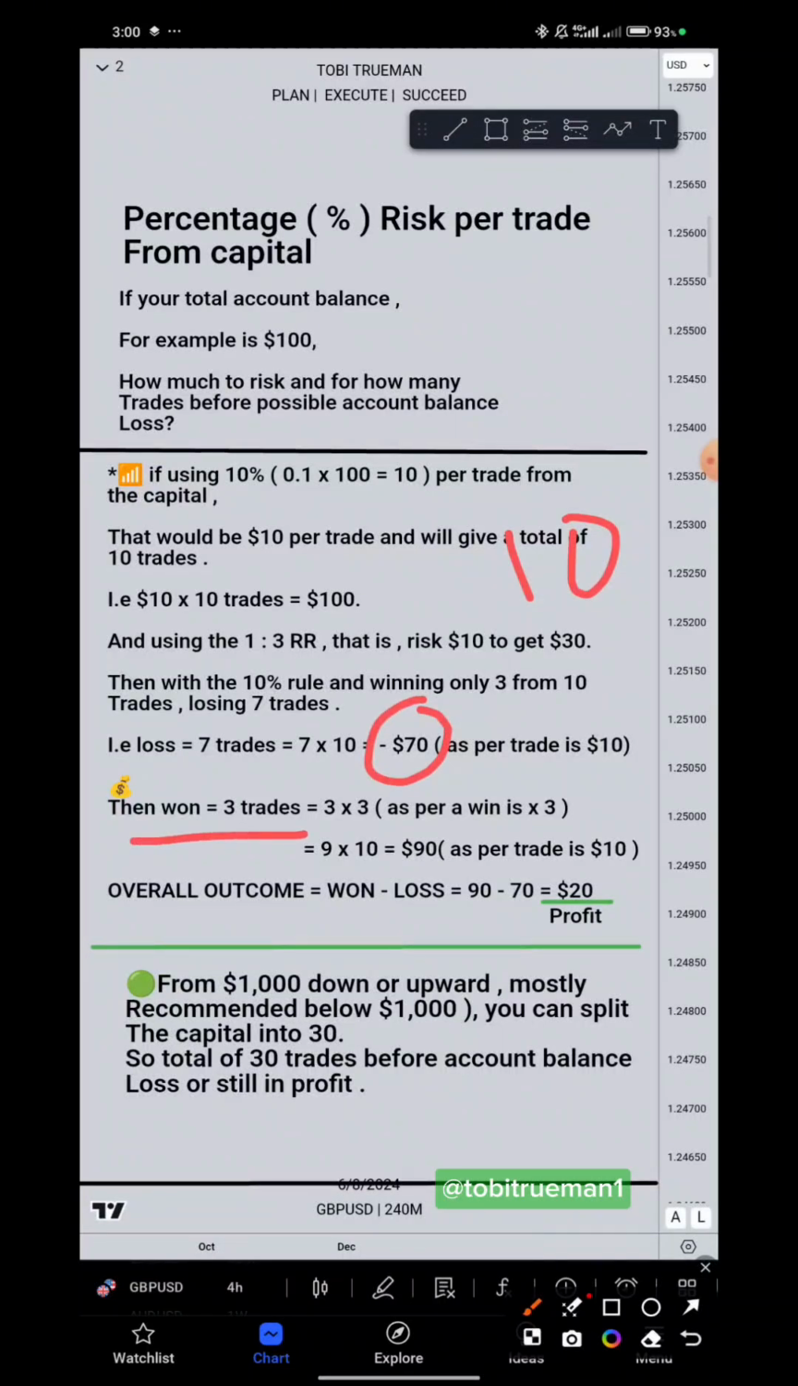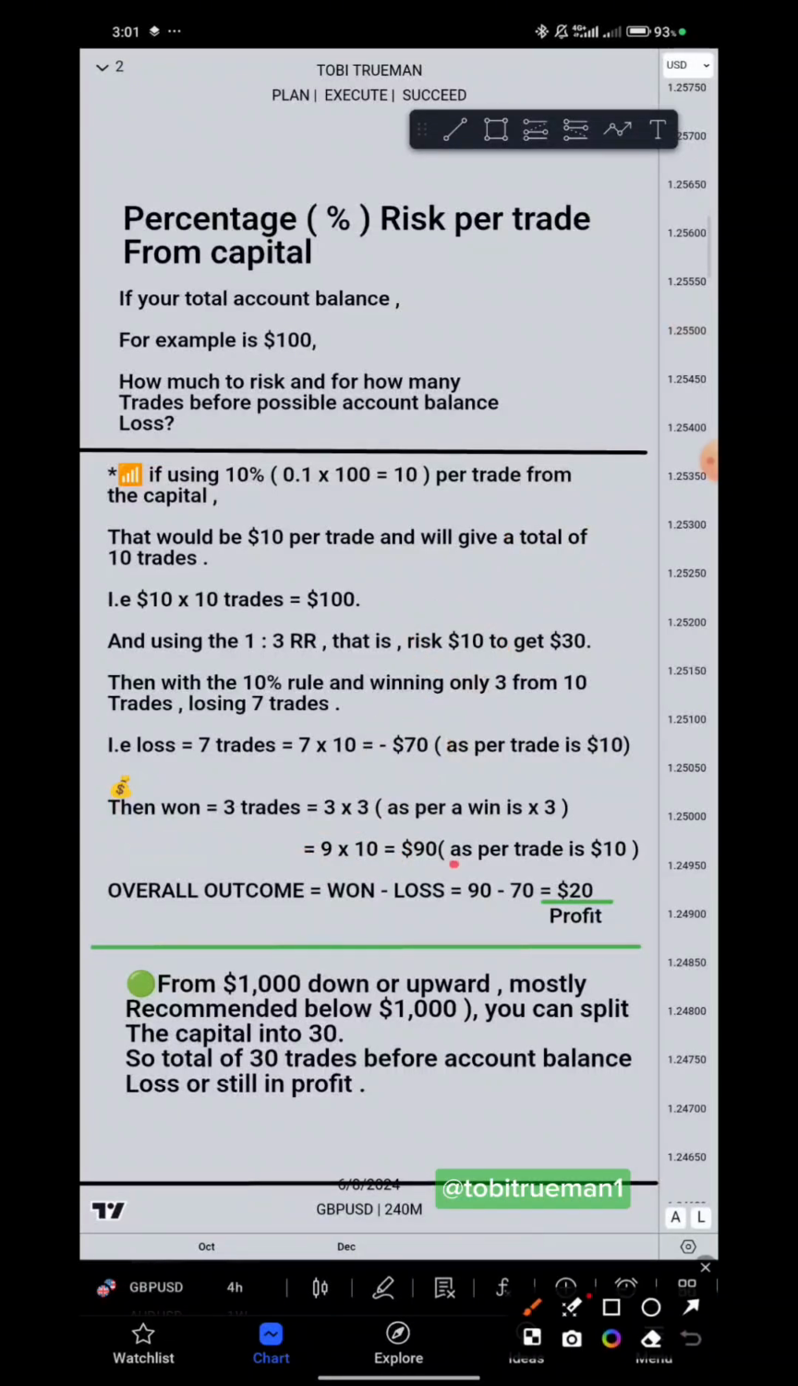Then when we win, and our forecast here, for example, is that we win 3 trades, then as per a win, it is times 3 of what we are risking. So since we are going to be winning 3 times, we now have 9. That's 3 times 3 is 9. And how much are we risking again? Remember, we are risking $10. So 10 times the total outcome of our risking that plays out, we now have $90.